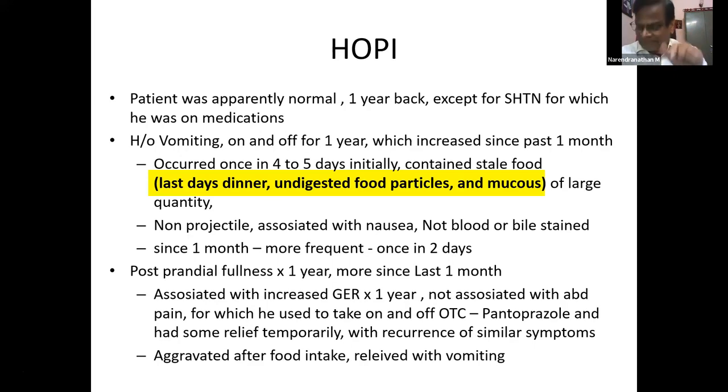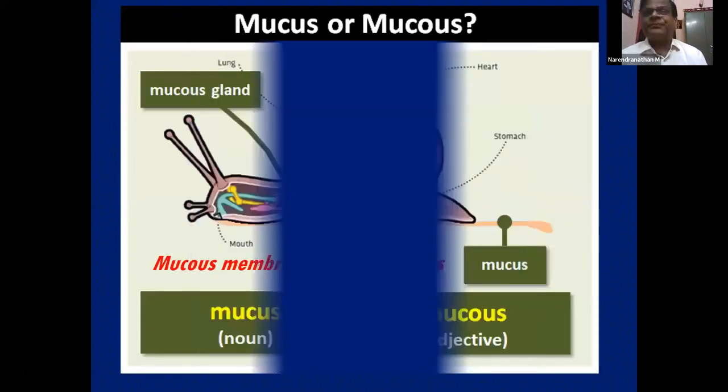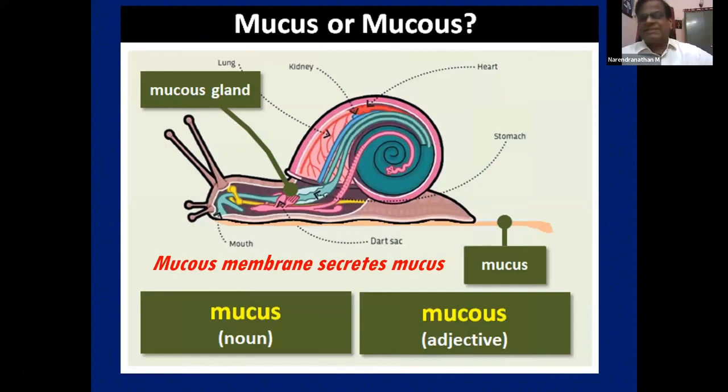What I would like to present here is that you see food and mucus. Now, can you see the title, mucus or mucous? This is a snail, it secretes mucus from a mucous gland. So for the mucous gland, the spelling is MUCOUS, and what it secretes is MUCUS. So MUCUS is a noun and MUCOUS is an adjective.